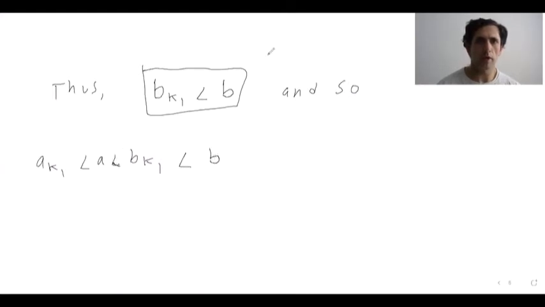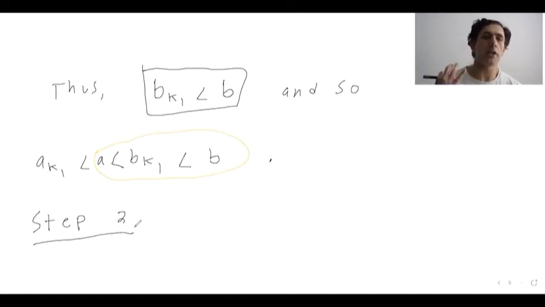And so what on earth is the point, you might ask? That is a good question. The point is right here. Okay, BK1 is between A and B. So now we can perform step 2. At each step, I'm getting a new interval.